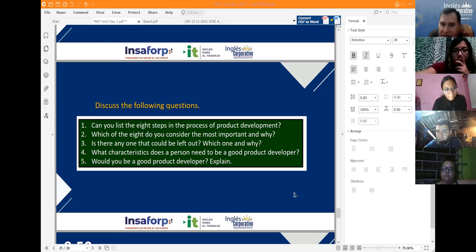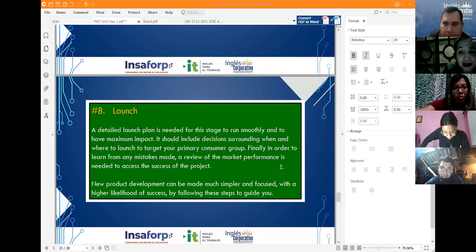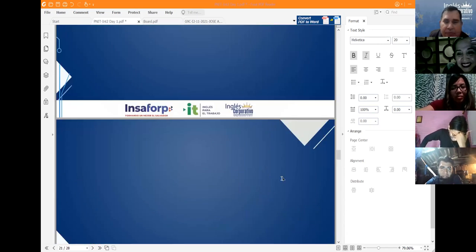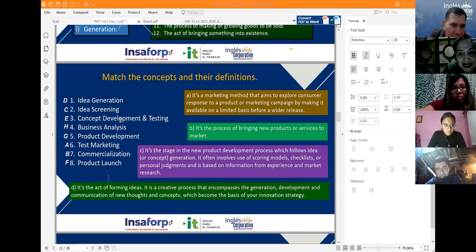Which of the eight do you consider the most important and why? If you fail in that one, you fail in the rest. Which do you think is the basis for everything? If you don't plan it carefully, boom, you blew it. Maybe analyze business. Analyzing, sure. No, I'm not sure. I did the concept development and testing. The first thing is the planning, right?